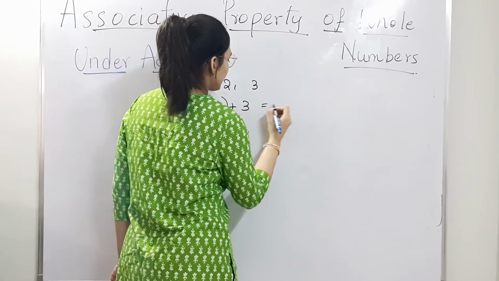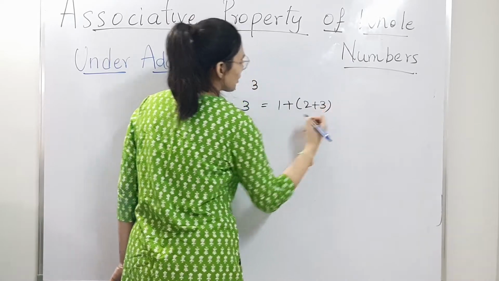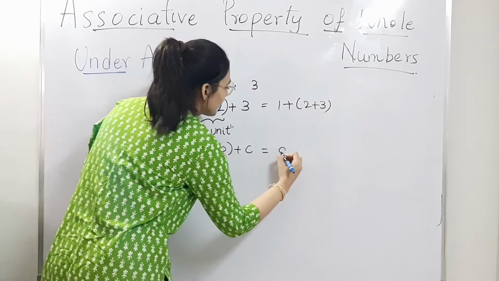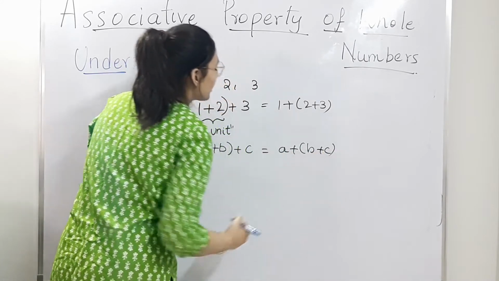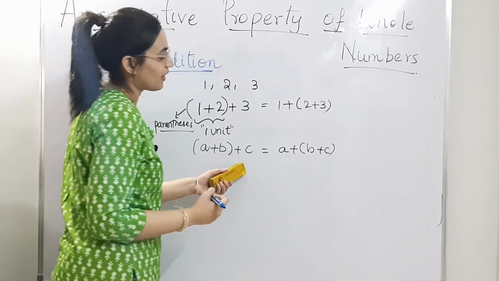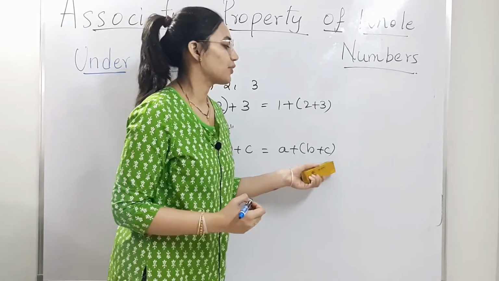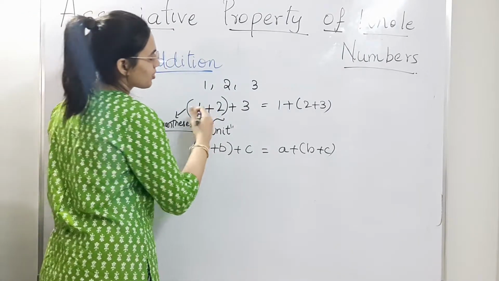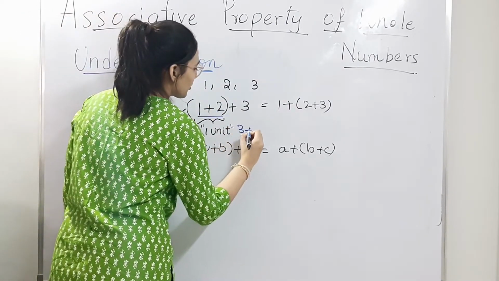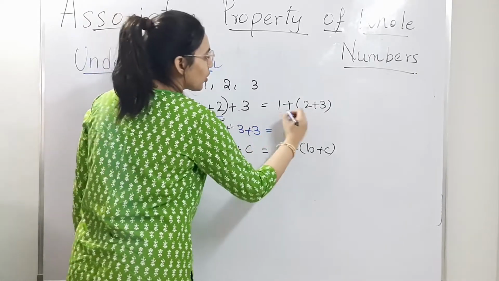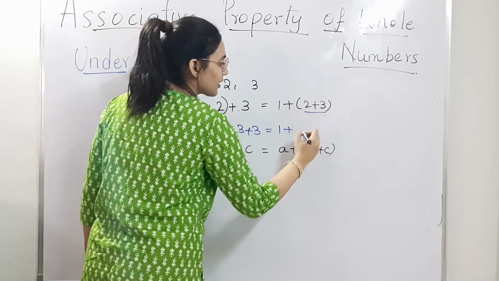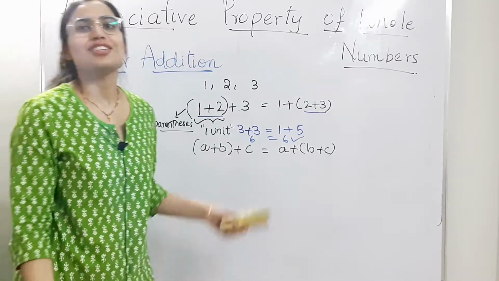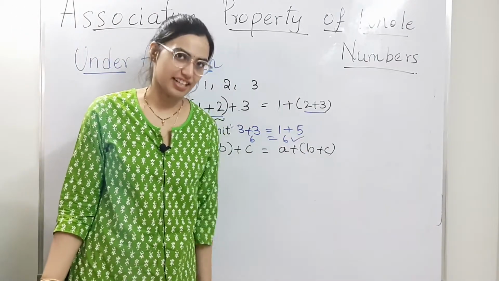It says that this is equal to this. That means if you consider A as 1, B as 2 and C as 3, then if you add A and B together and add C, the value is equal to adding B and C together and then adding to A. That means what is 1 plus 2? First we add the group, 3, plus what is remaining, 3. What is remaining here is 1, and first we add the group 2 plus 3, which is 5. So is 6 equal to 6? Yes. This is the associative property of whole numbers under addition.